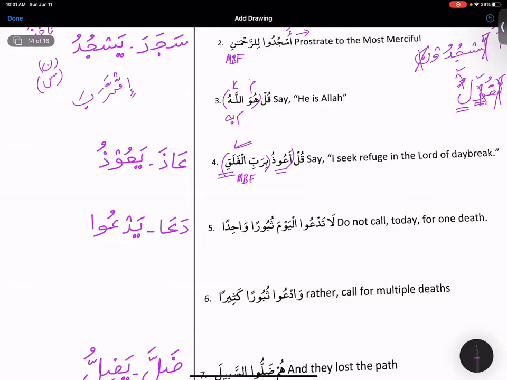It doesn't matter how life is giving me depression or there is darkness in my life, there is hope in Rabbil Falak that whenever he decides to bring light in our lives, he can bring it out of nowhere, very quickly, very easily. Right? So this is two words, A'uzu and Falak, beautiful words over here. We are seeking protection and asking help. Qul A'uzu bi Rabbil Falak.